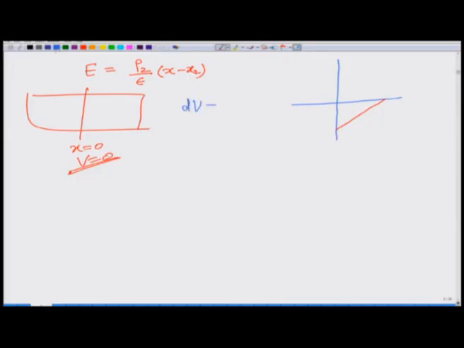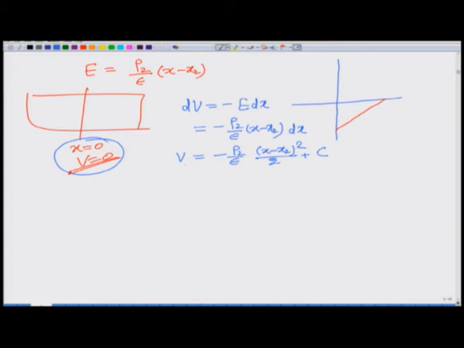The basic definition of potential difference is dV is equal to minus E dx, and therefore, it is minus rho 2 by epsilon times (x minus x 2) dx. This is dV, and if I need the potential, I will integrate this. It is minus rho 2 over epsilon times (x minus x 2) square divided by 2, plus some constant. And if I am imposing this condition, then 0 becomes minus rho 2 over epsilon, x is 0 now, so x 2 square by 2 plus c. So, that gives me c, and hence what I have is V is equal to minus rho 2 over 2 epsilon times (x minus x 2) square minus x 2 square.